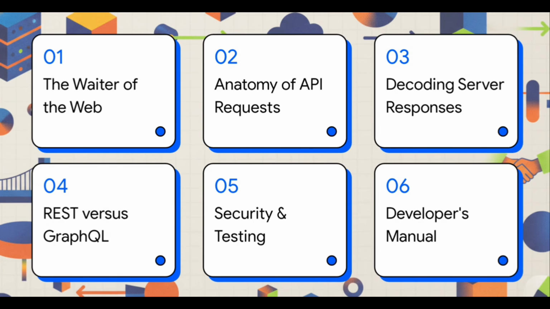So here's our roadmap for today. We'll cover 1. The waiter of the web. 2. Anatomy of API requests. 3. Decoding the server response. 4. REST versus GraphQL. 5. Security, testing, and tools. And finally, 6. The developer's essential manual.